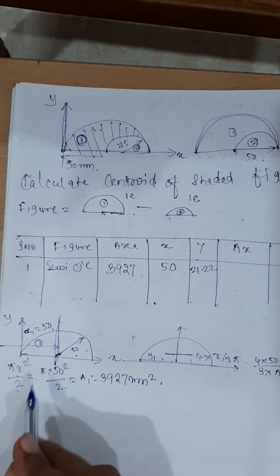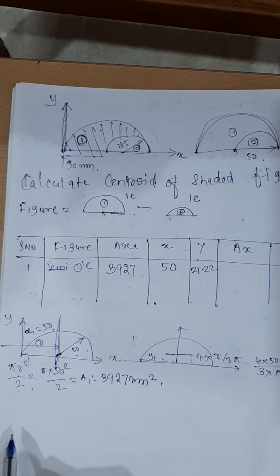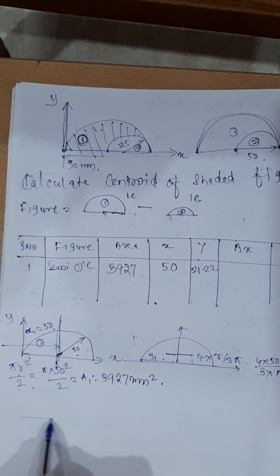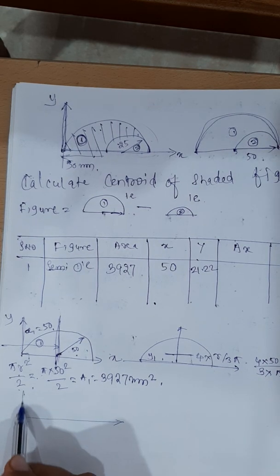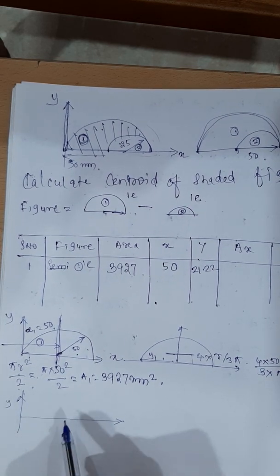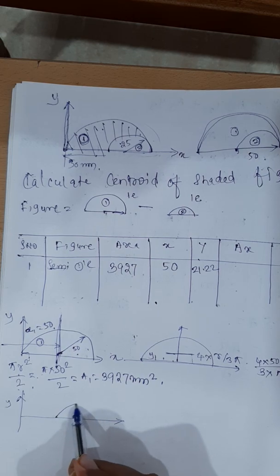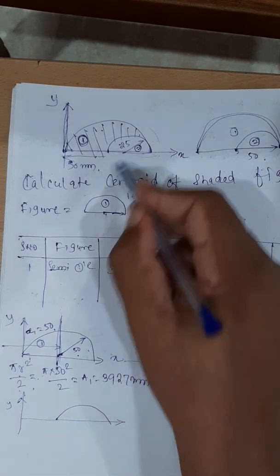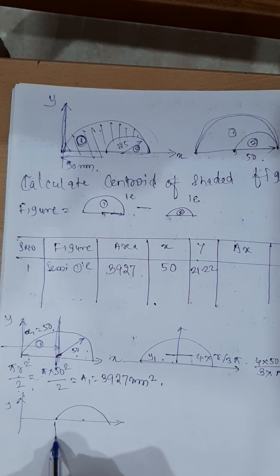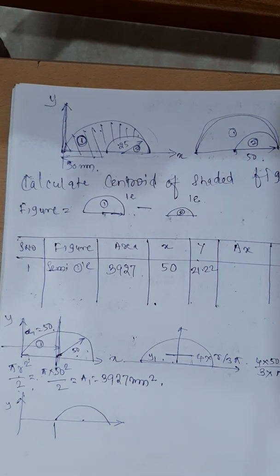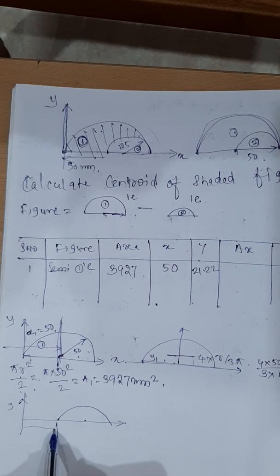Now you go for the second figure. Carefully observe the second figure, how it is. This is my second figure. This is my y line. It has started from somewhere here and its radius is how much? Its radius is 25. Therefore, what is this gap? Can you guess what is that particular gap? So total, this is 50.